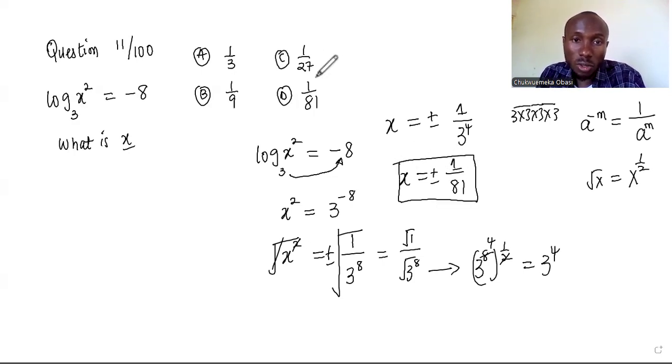So which of them do you see in the options? Do you see plus 1 over 81 or minus 1 over 81? Any of them is correct. Why is any of them correct? Because x is squared here, okay? So any of them here is correct. So we're going to pick the value of x, which is 1 over 81, as our correct answer.